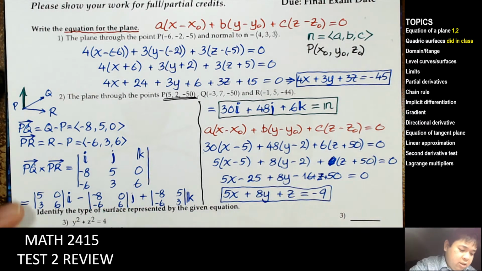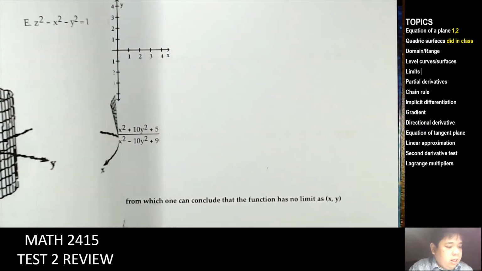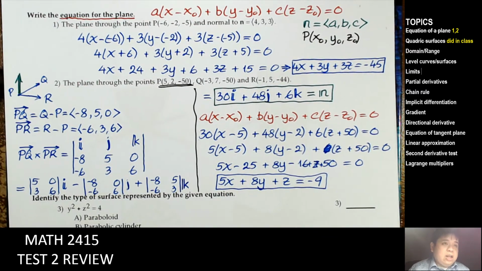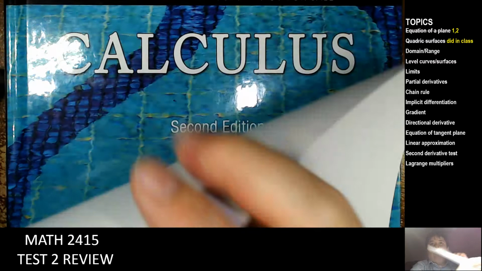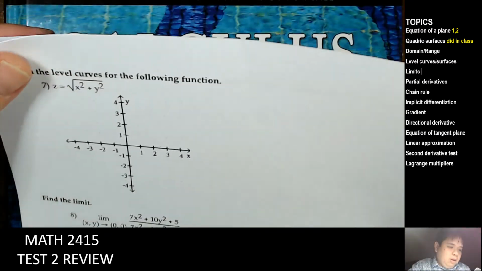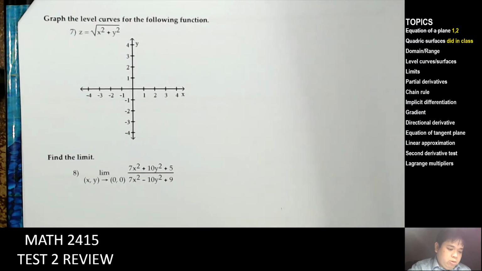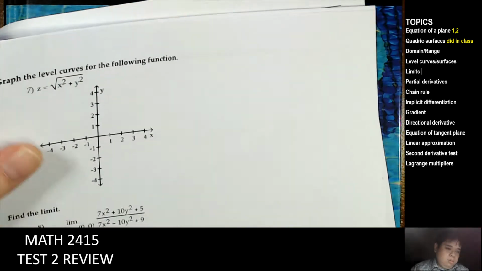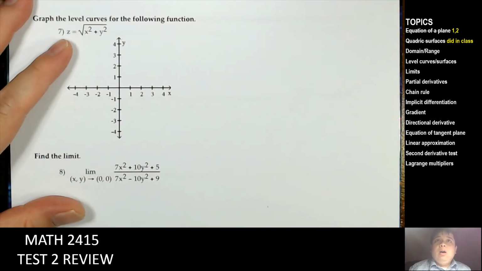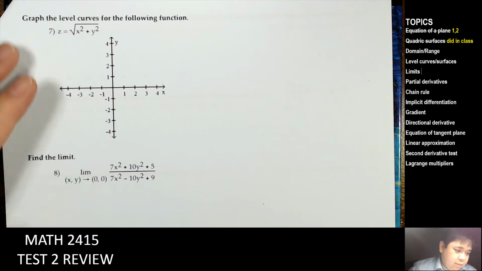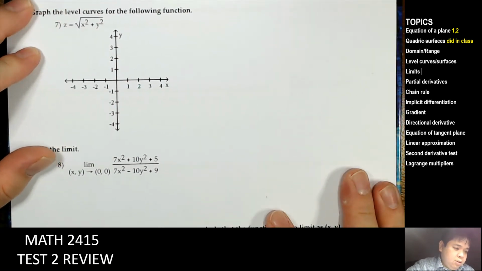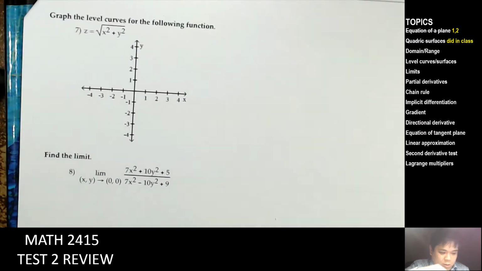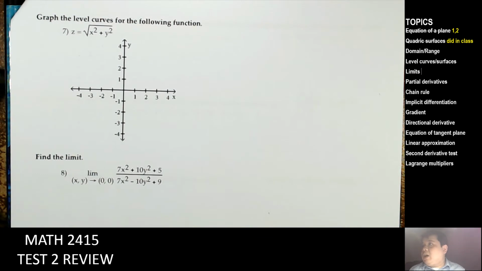On the quadratic surfaces, 3, 2, 6, we did those problems in class, so we're not going to do that again. Next, we go to the domain and range of a function of multivariable. Actually, we don't have that question on this, so I'm going to just skip it.